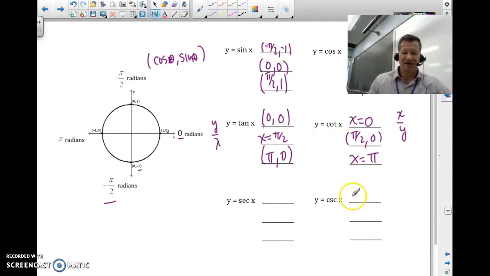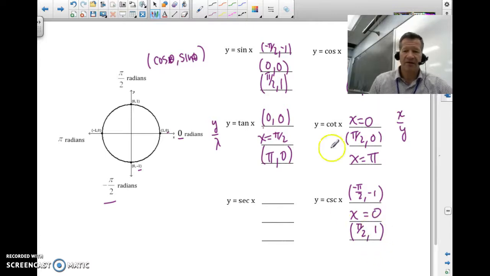Cosecant is the reciprocal of sine. Sorry about that. So cosecant will be negative pi over 2, -1. Since sine has a 0 at 0, cosecant will be undefined there. That's how I realized I was wrong. I know secant doesn't have an asymptote at 0. And then at pi over 2, if sine is 1, then so is cosecant, because the reciprocal of 1 is 1.